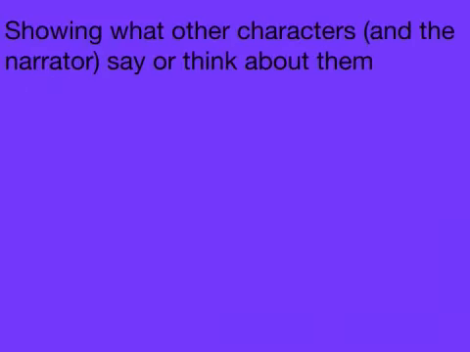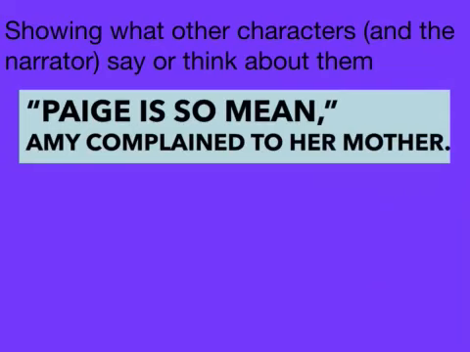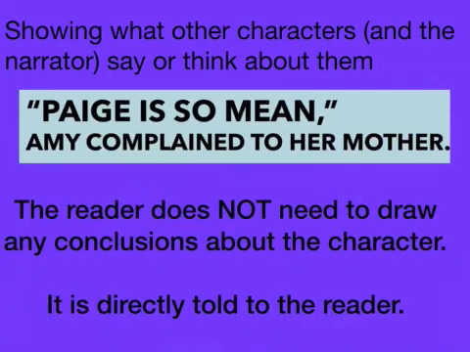Technique number 3, showing what other characters and the narrator say or think about them. So poor Amy is complaining to her mom about this girl at school. Paige is so mean. The reader does not need to draw any conclusions about the character. There's no other way to interpret that information. It is directly told to the reader, so this is direct characterization.